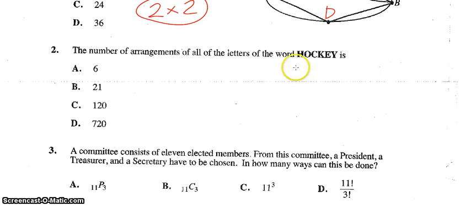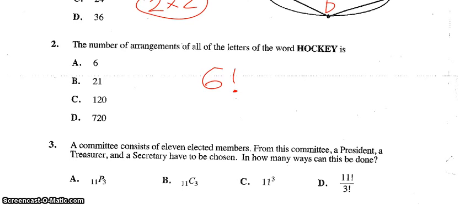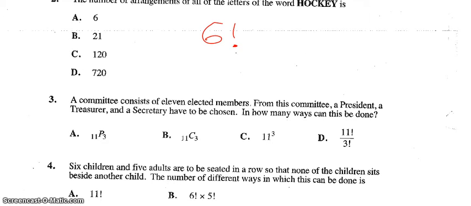Next one, there are total 6 letters here, so that will be the answer. Here we go. Put it in a calculator to find out what that equals to.